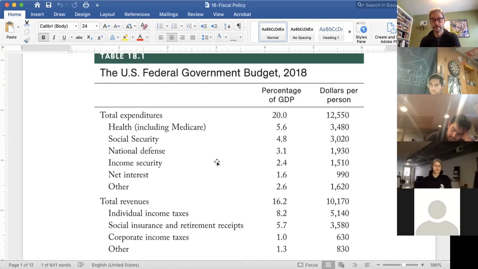Social Security, right? National defense, income security, which is basically unemployment benefits and welfare, net interest, and then other. So, interestingly here, if you look at how the government spends money, the vast majority of government spending is on Social Security, Medicare, and welfare, right? And particularly Social Security and Medicare.